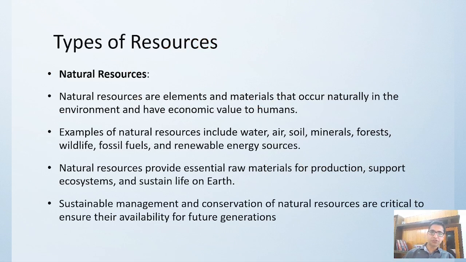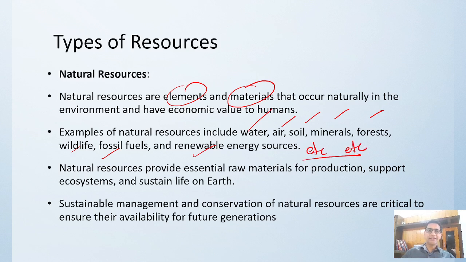Then we have natural resources that we have already discussed. Let's see what the natural resources are. That means resources which have a value to the person. It can be your elements, your materials, naturally occurring substances in the environment. We can have water, soil, air, minerals, forest, wildlife, fossil fuel, renewable energy, etc. All these are called natural resources, and they are very important to sustain human life on planet earth. Without these natural resources it is not possible to have life on earth.